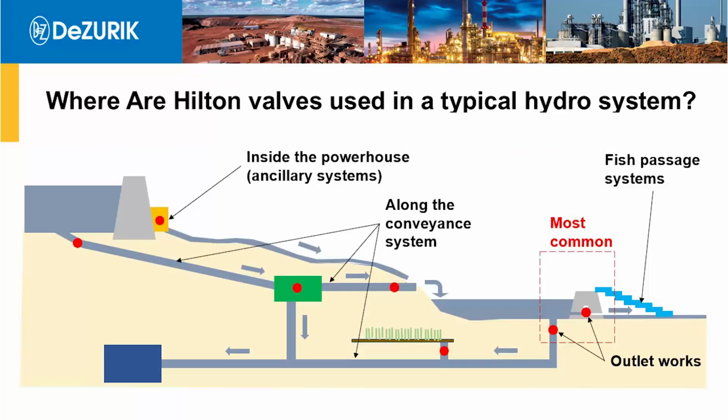So where are valves located in a typical hydro system? Well, you'll see them in larger powerhouses. You might see them in ancillary systems such as drainage or cooling water systems. You'll see them along the conveyance system, in valve stations or along the pipelines. You'll see them in the outlet works, that's the facilities that let water out of a dam. And occasionally you'll see them associated with a fish passage system to get fish up and downstream around the dam.